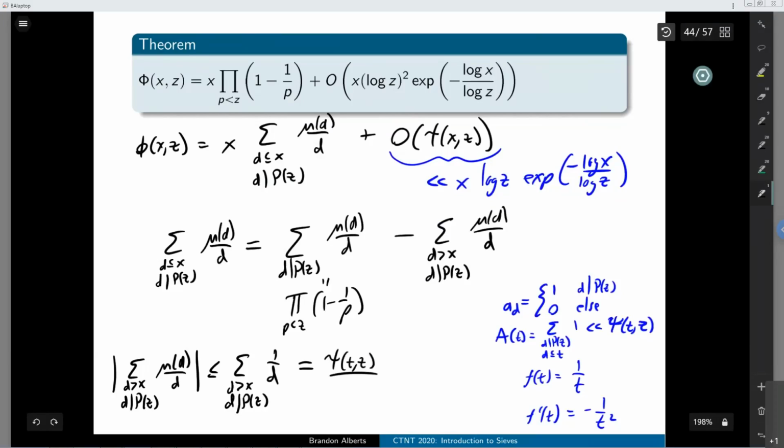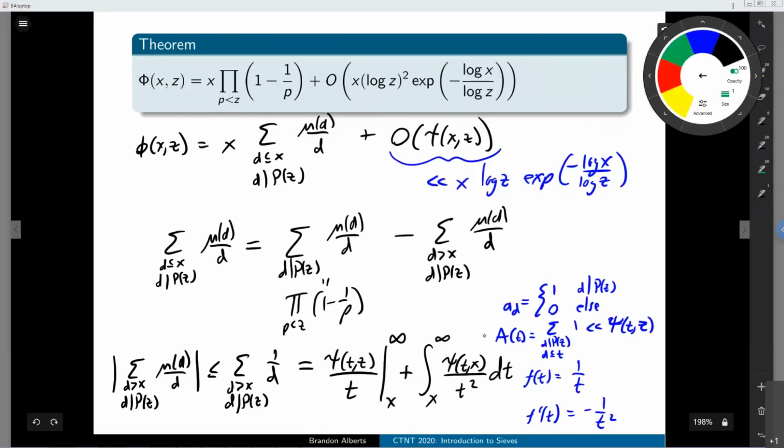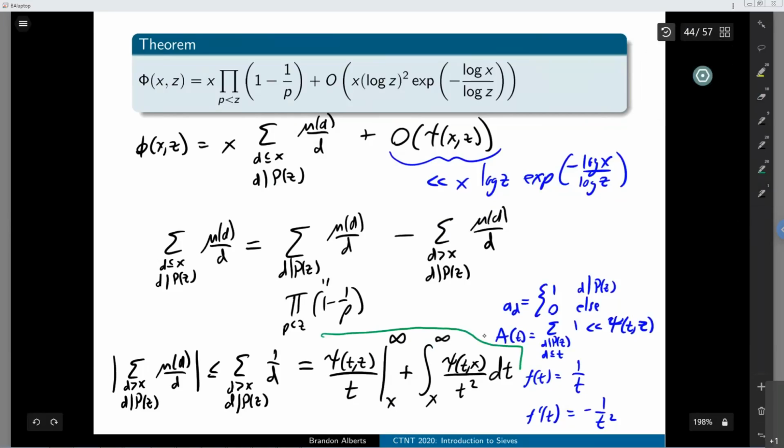We get A times f from x to infinity, because the sum is between x and infinity, so we'll need to take a limit of an improper integral, minus the integral from x to infinity of the upper bound for A times f prime of t, which cancels out the minus sign so that we can still actually use the upper bound for A, like this. And we get an expression that looks like this for this little error piece.